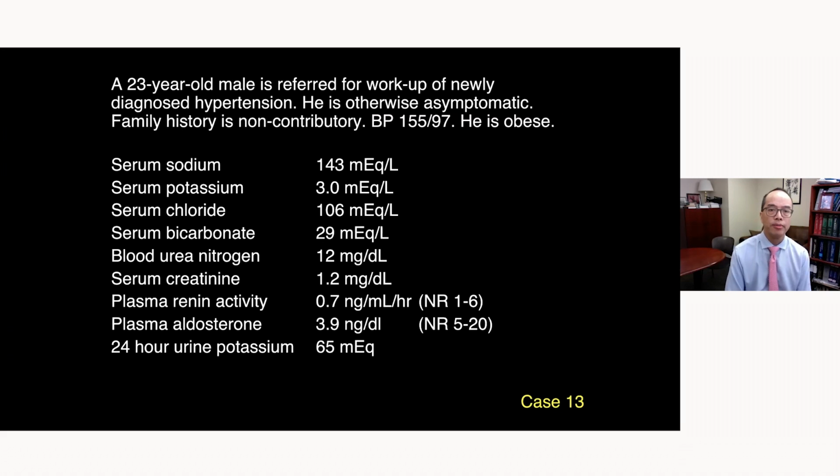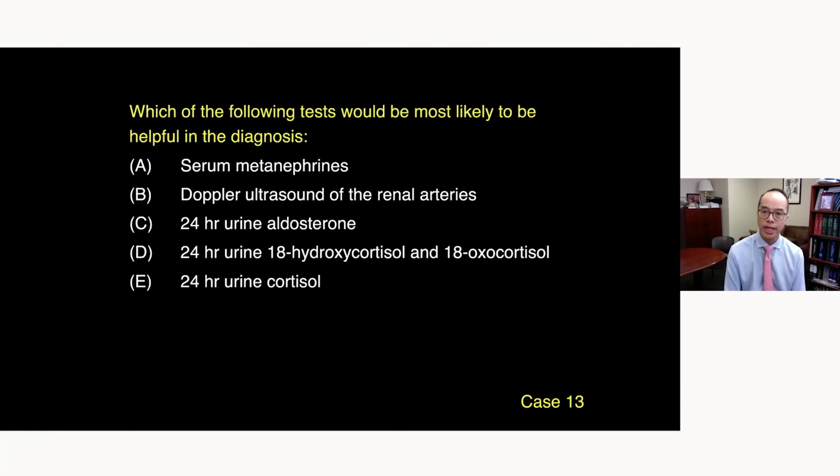Next, a 23-year-old male is referred for workup of newly diagnosed hypertension. He is otherwise asymptomatic. His blood pressure is 155/97, potassium is 3, bicarb is 29, renin and aldosterone are both low, and 24-hour urine potassium is 65, which is high. Which of the following tests would be most likely to be helpful? Is it serum metanephrines, Doppler ultrasound of the renal arteries, 24-hour urine aldosterone, 24-hour urine 18-hydroxycortisol and 18-oxocortisol, or 24-hour urine cortisol?